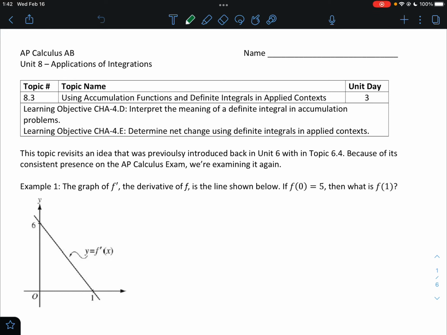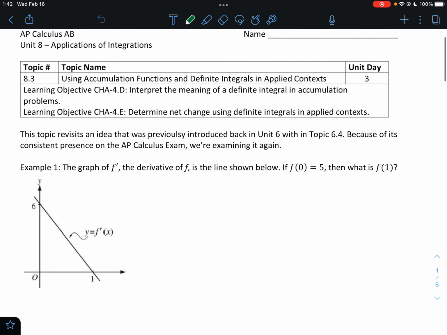All right, today we're going to look at topic 8.3, which is using accumulation functions and definite integrals in applied context. This topic is really just kind of like a summary of a couple different things and how we're going to use them in very AP style questions. So this topic revisits an idea that was previously introduced back in Unit 6 with topic 6.4 because of its consistent presence on the AP Calc exam. We're going to take a look at it again.